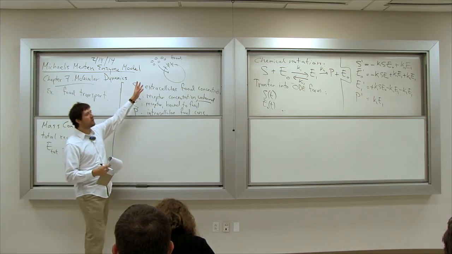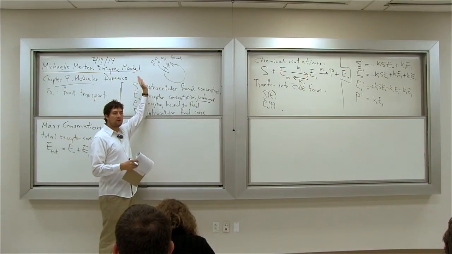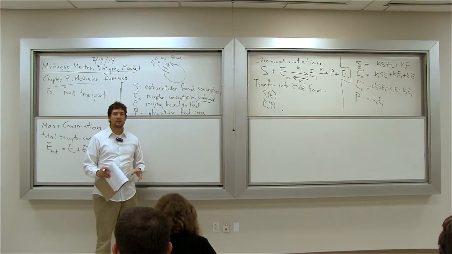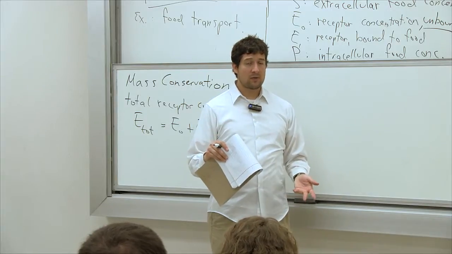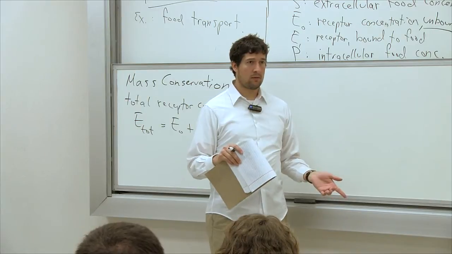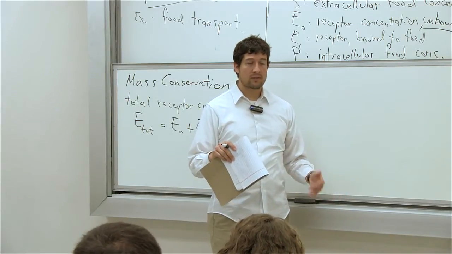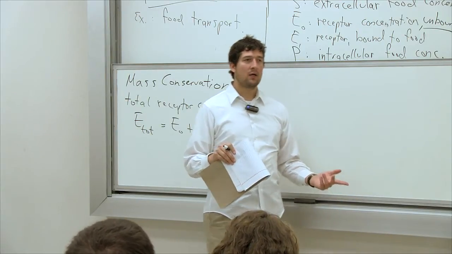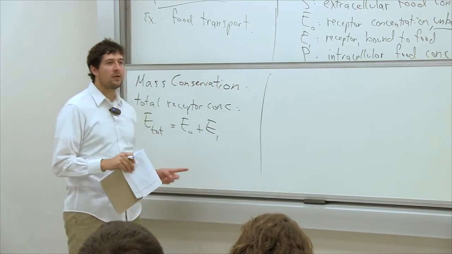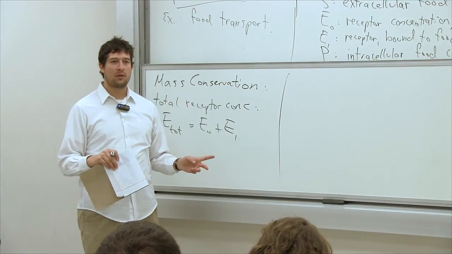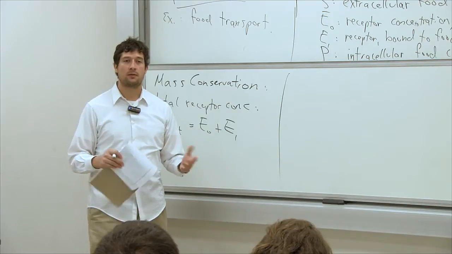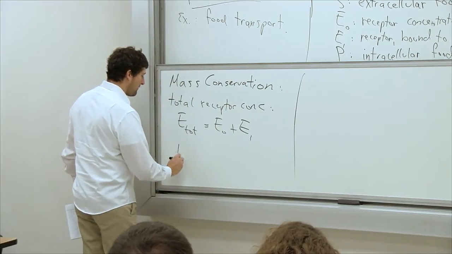Now let's think about this intuitively. You got these molecules bound on the cell. Food is binding and unbinding. Every once in a while it gets transported in. Is the receptor getting destroyed? It's not getting destroyed. It's staying the same. So what would you expect E tot would be? Is it changing over time? It's not changing over time. It's constant.